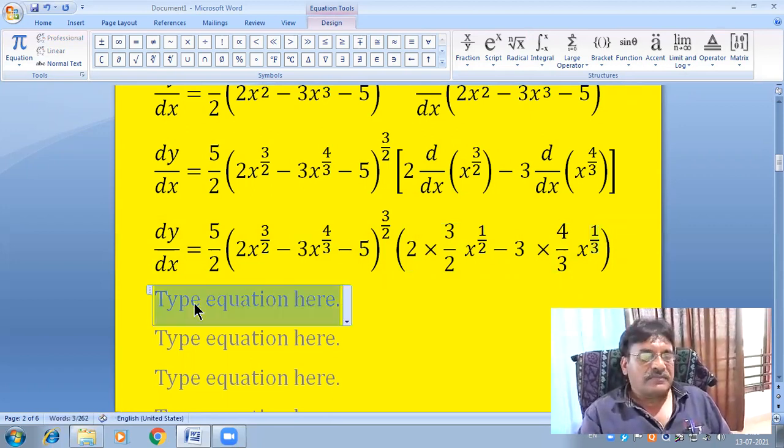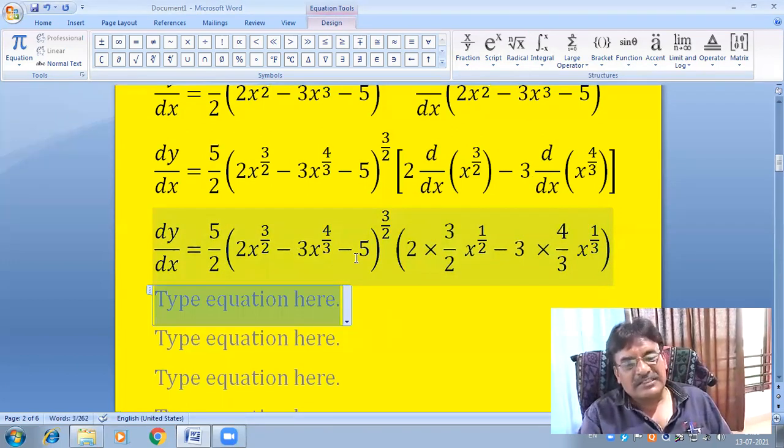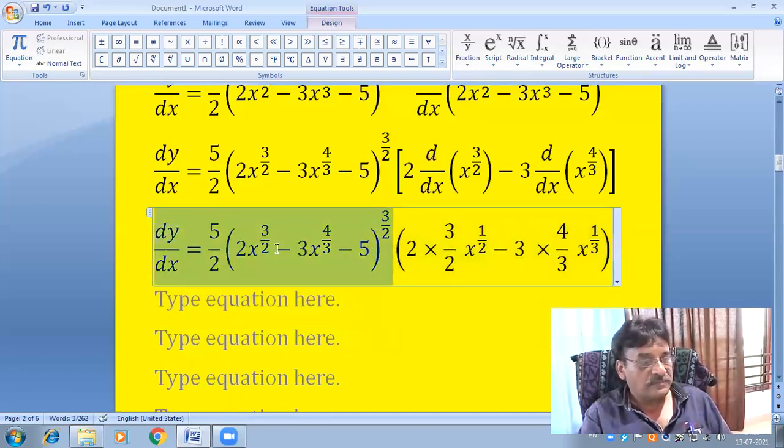The next step: this dy by dx is equal to 5 by 2 into (2x^(3/2) - 3x^(4/3) - 5)^(3/2). Up to this step as it is.